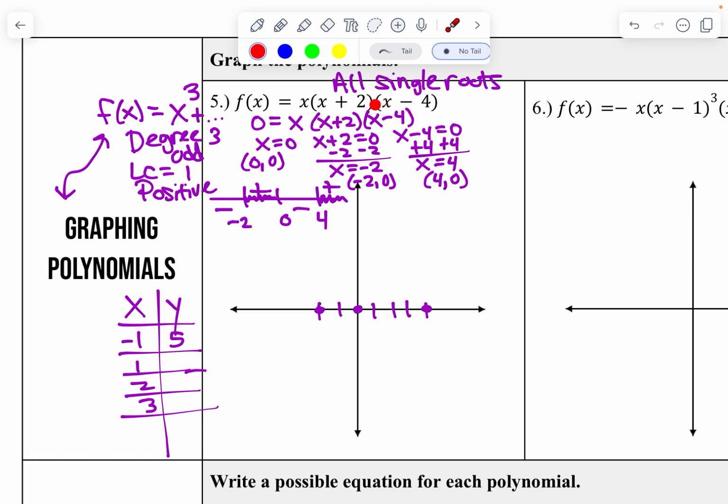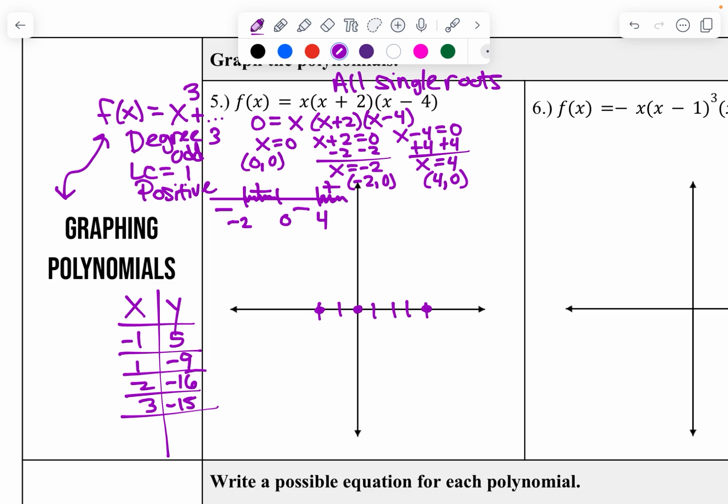So 1 minus 4 would be negative 3, 1 plus 2 is positive 3, and this would be 1. So 1 times 3 is 3, times negative 3 gives me negative 9. If we plug in 2, this would be 4, so 2 times 4 gives us 8. This would be negative 2, so 8 times negative 2 gives me negative 16. If we plug in 3, 3 times 5 gives me 15, times negative 1 gives me negative 15.